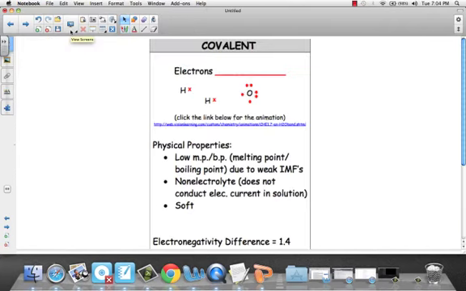All right. So let's review. In a covalent bond, electrons are shared.